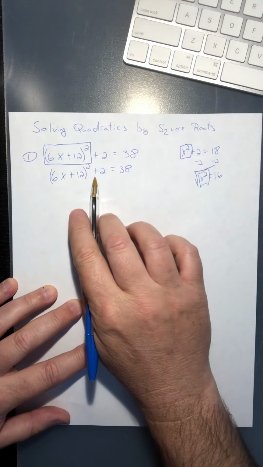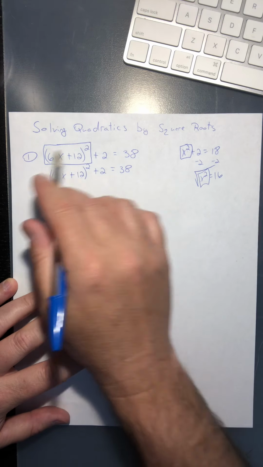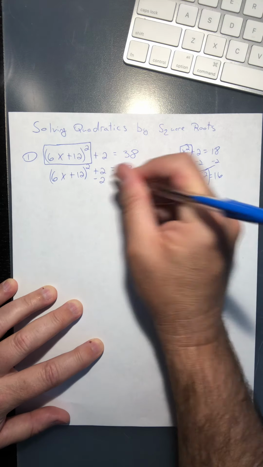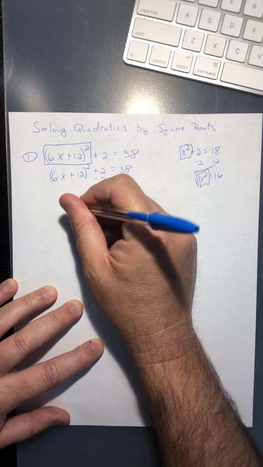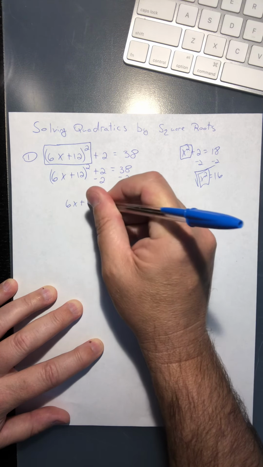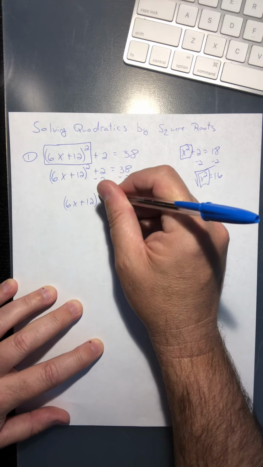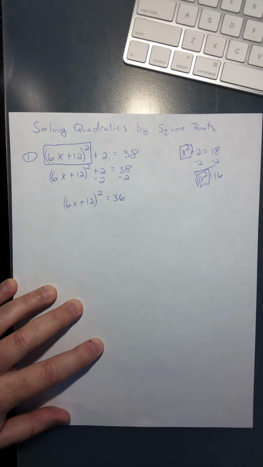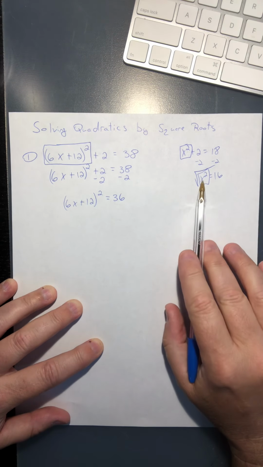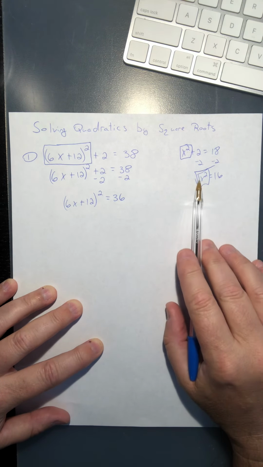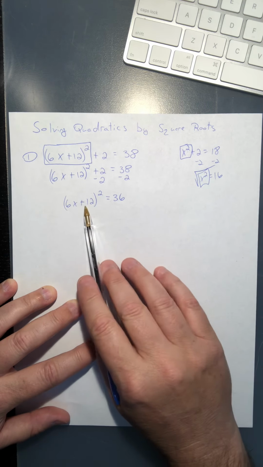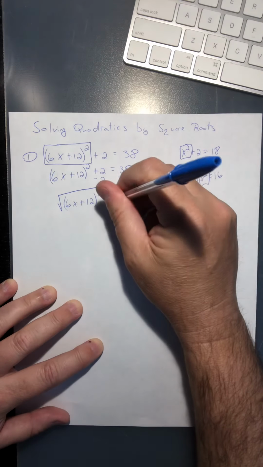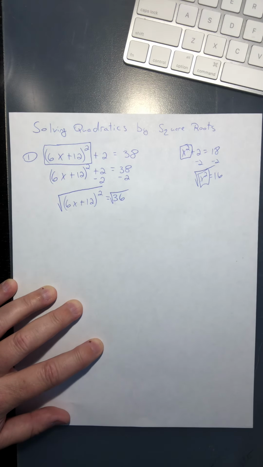We're gonna do that by getting everything else on this side of the equal sign to the other side. And we're gonna start with this plus 2. We're gonna subtract 2. So now we've got 6x plus 12, that's still squared, equals 36. Just like the ones yesterday, when we got the x squared by itself, we took the square root. Well, we've got the parentheses squared by itself. We're ready to take the square root.